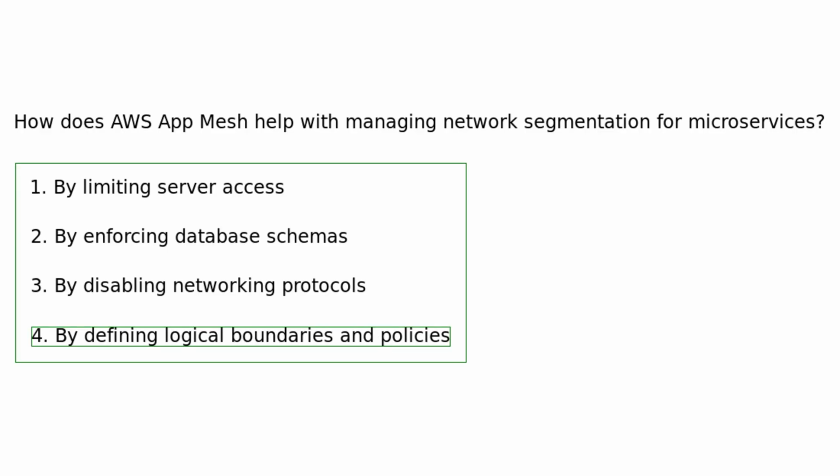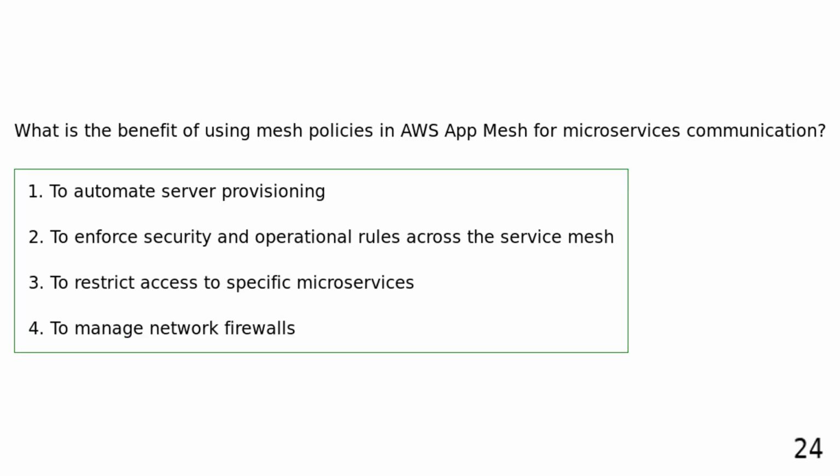AWS App Mesh helps with managing network segmentation for microservices by defining logical boundaries and policies to control communication and access between different services. What is the benefit of using mesh policies in AWS App Mesh for microservices communication?